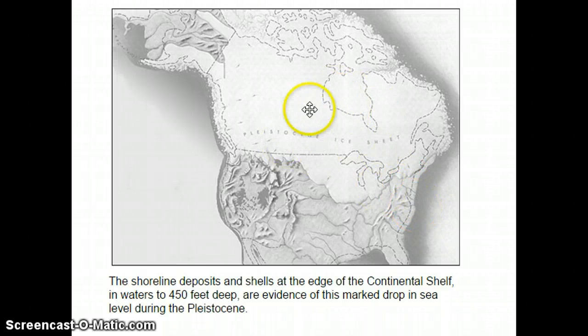So that's just the result of sea level being lower. During the Great Ice Age, when water is in the form of ice, there's less ocean water. So here we can find shoreline deposits and shells at the edge of the continental shelf. And this water was about 450 feet lower. These are evidenced by drops in sea level during the Pleistocene. So the Pleistocene is the term referring to the Great Ice Age.